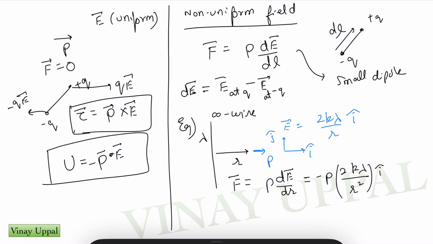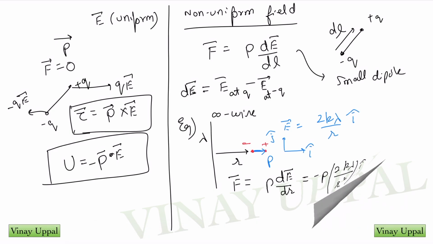So this will be your force vector, and notice that you're getting a negative sign here. So force is along minus î, and that makes sense because if I look at the dipole, that is nothing but a negative and a positive charge. So the negative charge is closer to the line wire, so it will experience greater attraction than the positive charge of the dipole. So the net force on the dipole will be an attractive force, and that is what this minus sign is telling us.